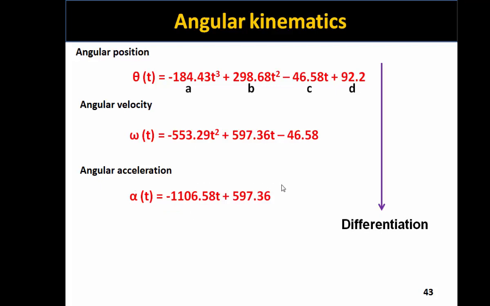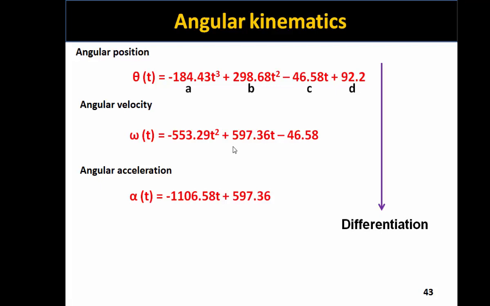Note that the angular acceleration equation has the form of a line, which is y equals mx plus b, where m is the slope, indicated by the negative 1106.58, and the y-intercept, which is 597.36. We see that the angular velocity highest power is a square, which would make this entire function a parabolic type of function.